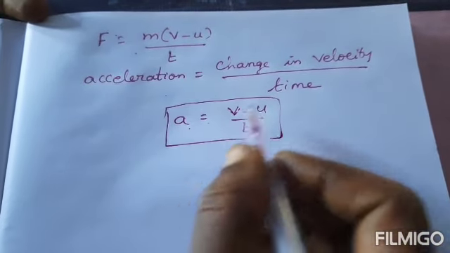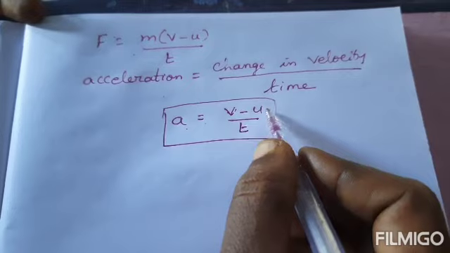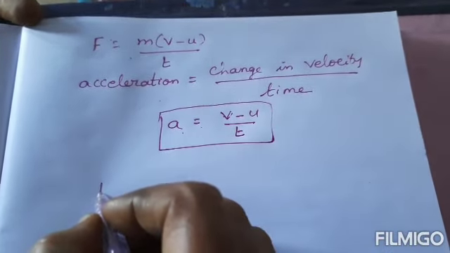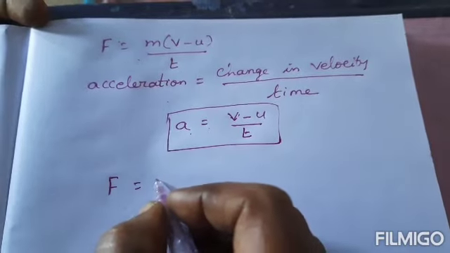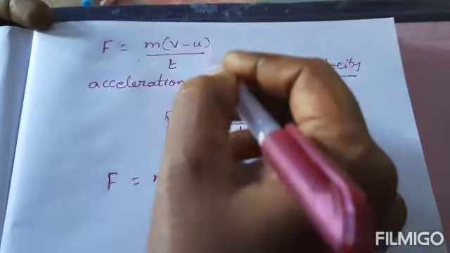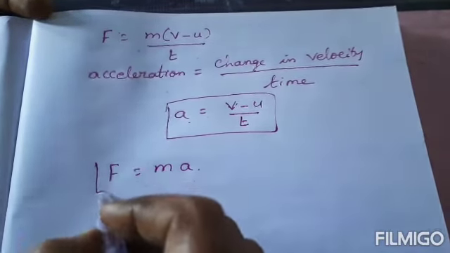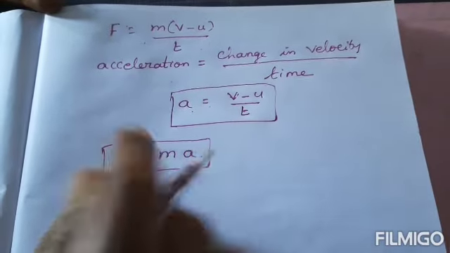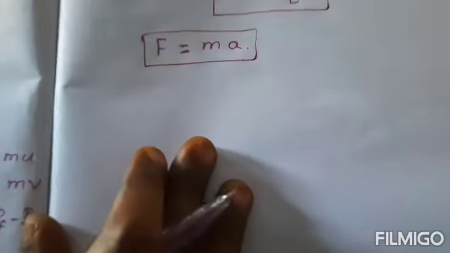Now substitute this: instead of v minus u by t, substitute the value a. So you will get F equal to m a. Instead of v minus u by t, we write a. So we got the formula F equal to ma. This is the derivation for Newton's second law.